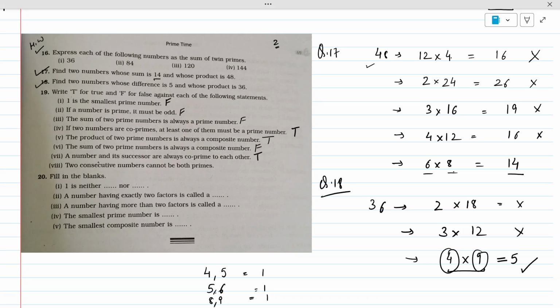Now, two consecutive numbers cannot be both prime numbers. So this is false because 2 and 3 are consecutive and they are prime also.